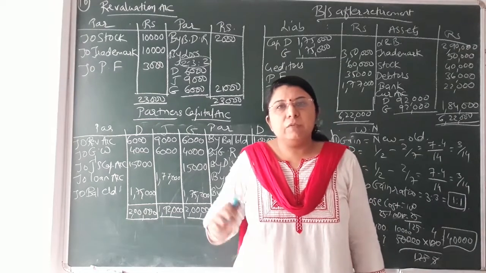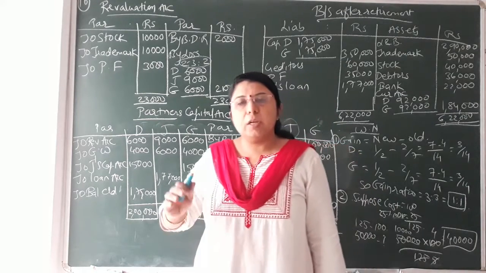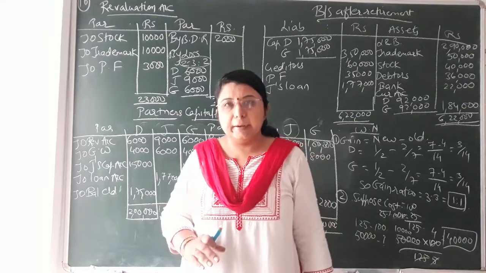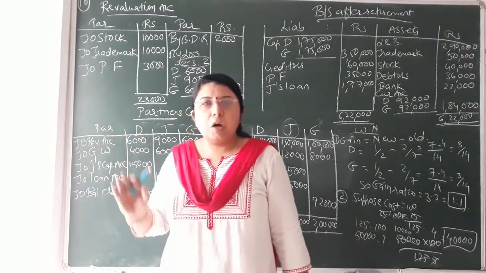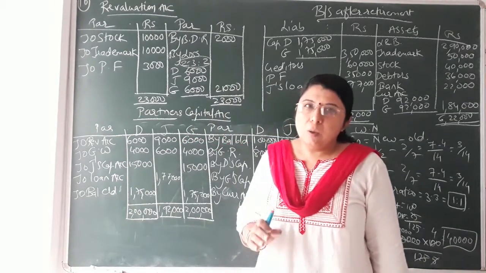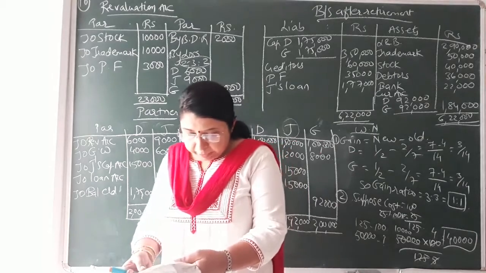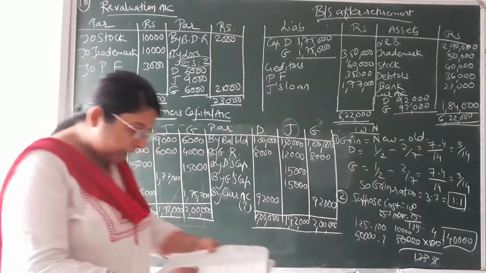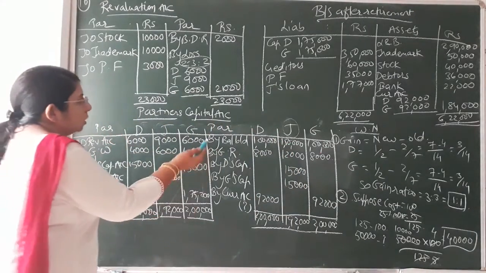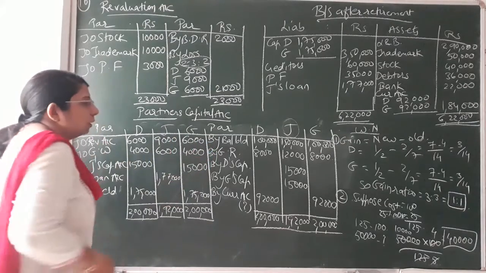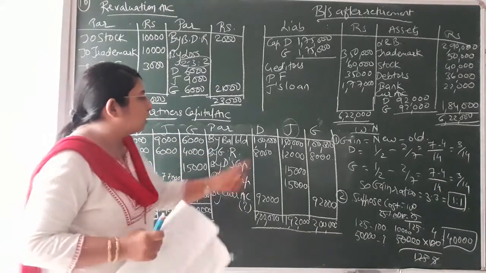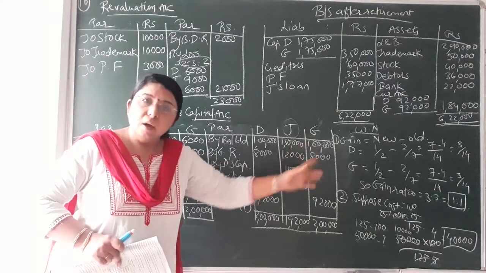Now after that we will understand the practical solution and do the posting of all the entries in the revaluation account, partners' capital account and the balance sheet. First of all, the capital account of the three partners, that is 1 lakh, 1,50,000 and 1 lakh. You can see on the partners' capital account, the first entry that I have written is by balance brought down, 1 lakh, 1,50,000 and 1 lakh.